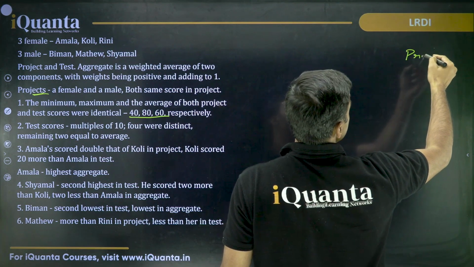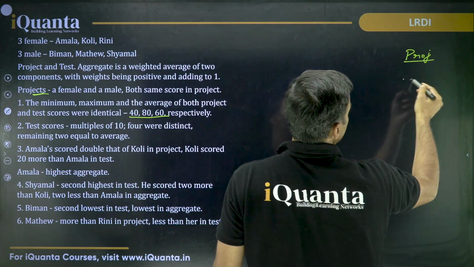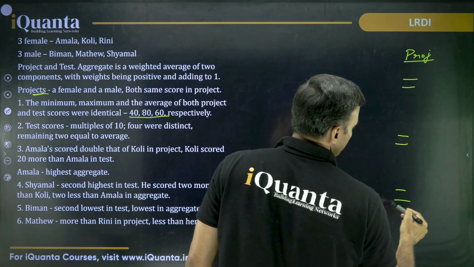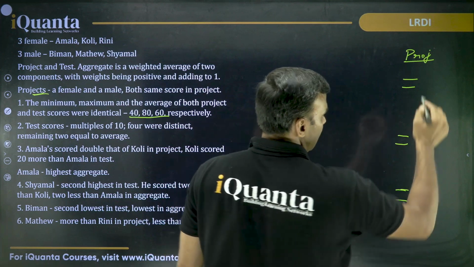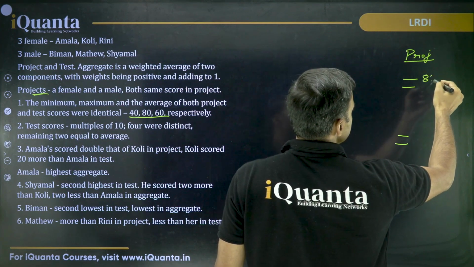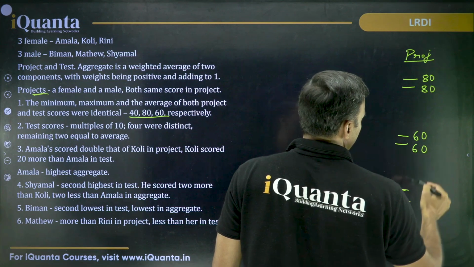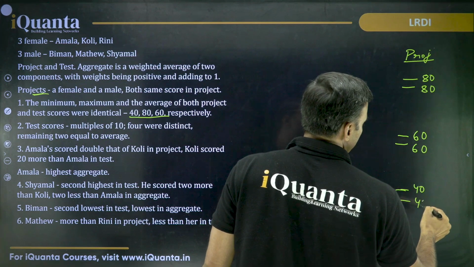In project, in one group we have 2 people. In another group we have 2 people. And in another group we have 2 people. I'll write in terms of score. The highest score is 80, 80 for 2 people. Then 60, 60 for 2 people. And 40, 40 for 2 people. There is no other possibility.